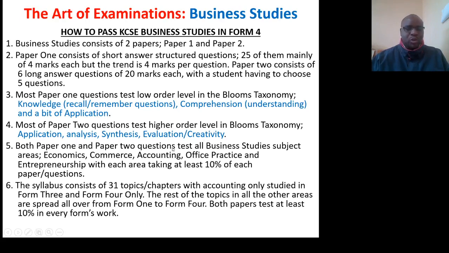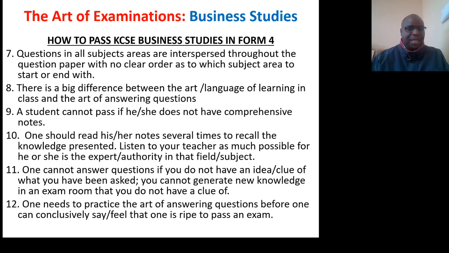Both Paper 1 and Paper 2 questions test all business subject areas: economics, commerce, accounting, office practice, and entrepreneurship, with each taking at least 10% of each paper, whether you are doing Paper 1 or Paper 2. The syllabus consists of 31 topics or chapters, with accounting only studied in Form 3 and Form 4. The rest of the topics in all the other areas are spread all over from Form 1 to Form 4. Both papers test at least 10% in each form's work.